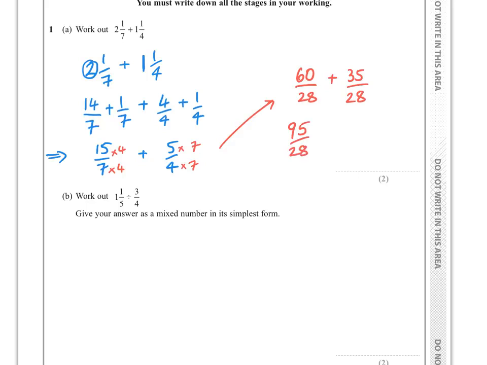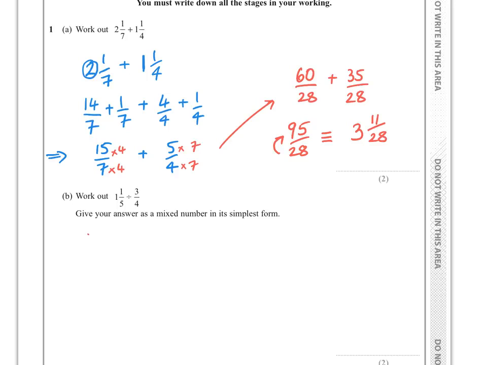95/28. If you wanted to write that as a mixed number, that would be the same as 3 whole ones and 11/28, because you can easily see how many 28s go into 95 by just doing the 28 times table in your workings. I haven't shown that here. So either of those answers is fine for part A.